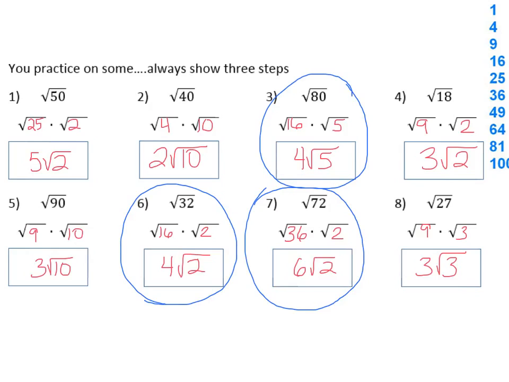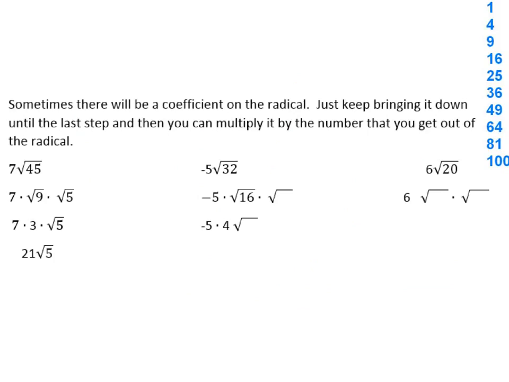You start to get kind of familiar with some of these numbers because you keep coming across the same ones over and over. And 32 is one of those. 72 is one of those. Okay, let's keep working. Okay, so let's look at some problems here that maybe have a coefficient on the radical.